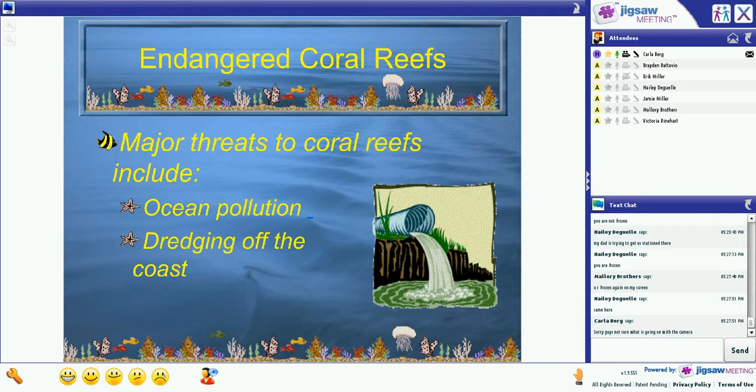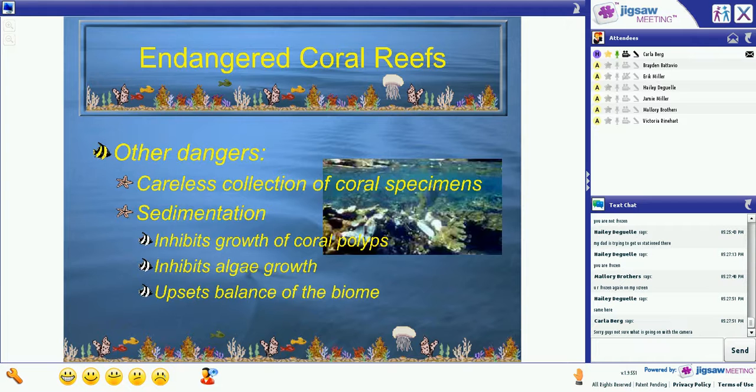So coral reefs are very sensitive, and there's a couple of major threats to coral reefs. The first one is pollution in the ocean. As the water chemistry changes, the successfulness of the coral reef changes. Another is dredging off the coast. When big piles of dirt are taken off of the bottom, it can disrupt the coral reefs.